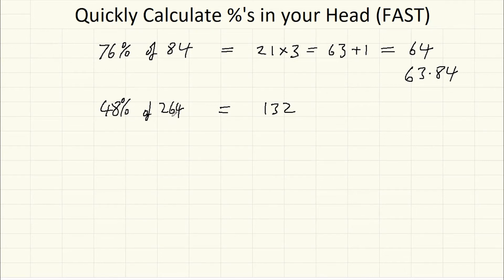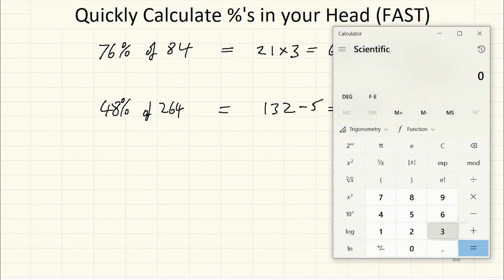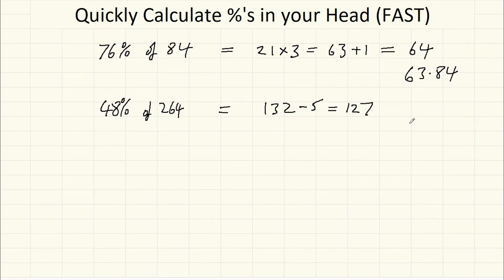Well, 1% of this number is about 2.5. So 2% must be about 5. So what we'll do is we'll take off about 5. So I think the answer is about 127. Okay, let's have a look and see how close we were. 48 times 264 equals 126.72. The actual answer was 126.72. Again, that's not too bad.